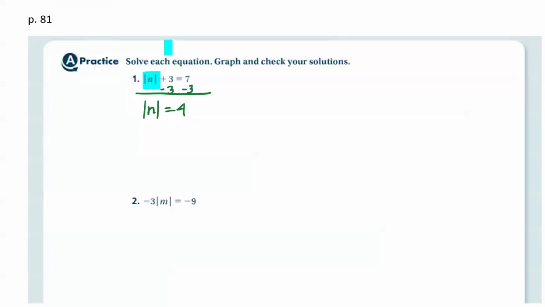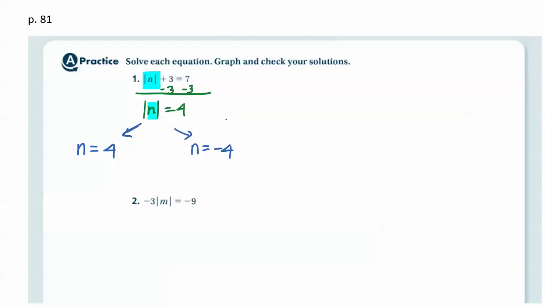Well, the inside of our absolute value is really easy. It's just n. Okay, so we're going to write two equations. Sometimes I like to write two arrows to remind myself there are two equations. So we have n equals 4, and n equals -4. And these are so simple we don't have to do anything else to solve them.